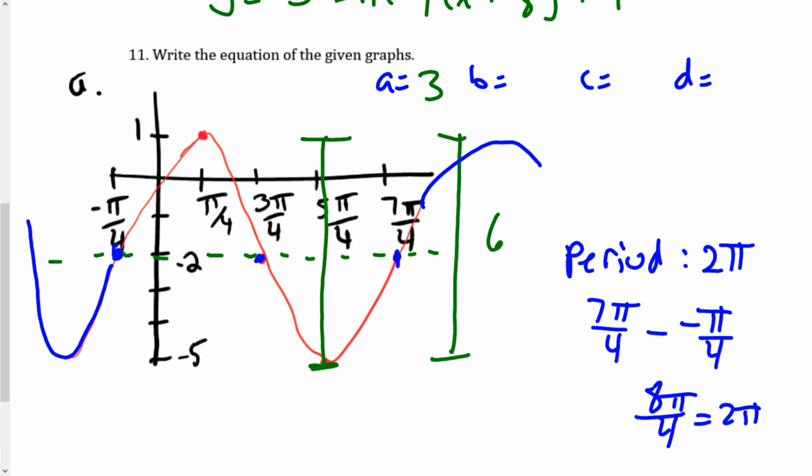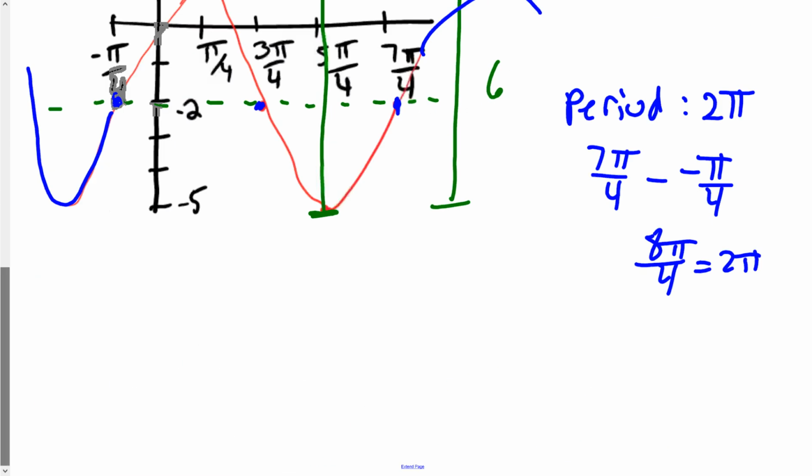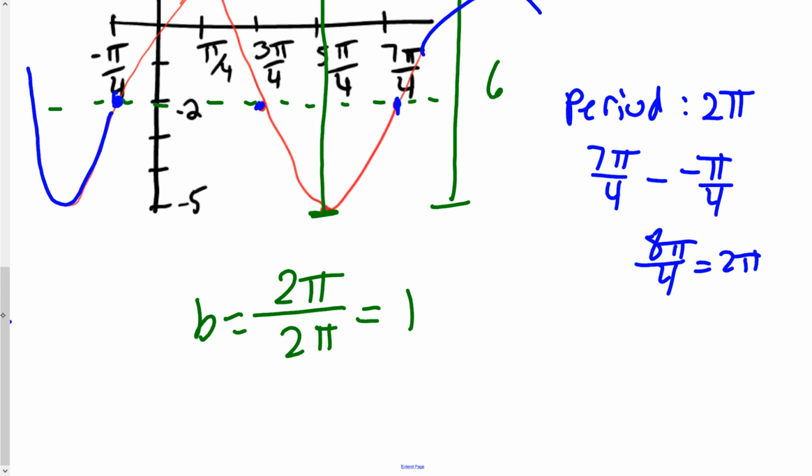Now to find B, I do the same thing, right? Because now it's just like the problem where they give you the period. So you found the period. Now you can do that same thing, where you take the normal period and you divide it by the new period, the one we found, 2 pi. So that means B is 1, right? B is equal to 1. So now we got our B.